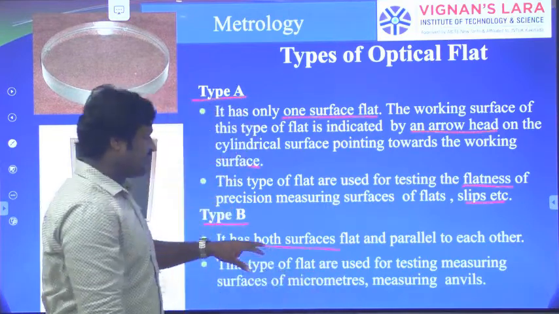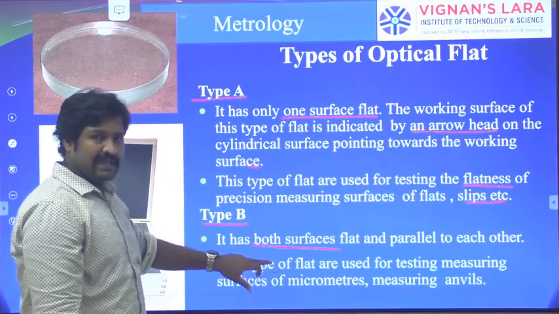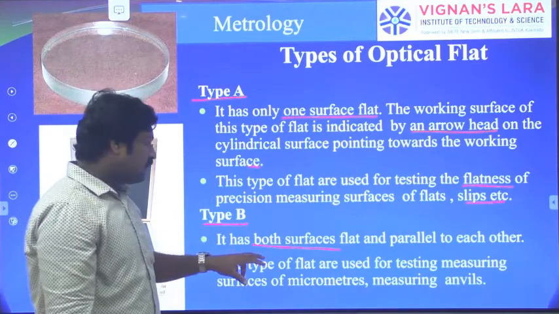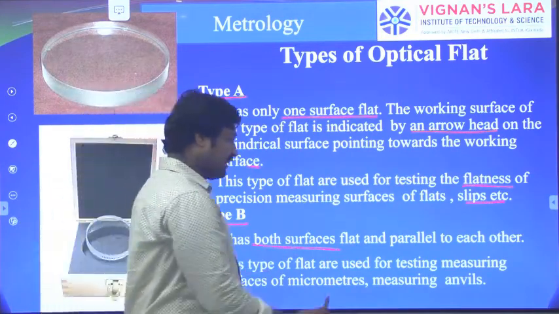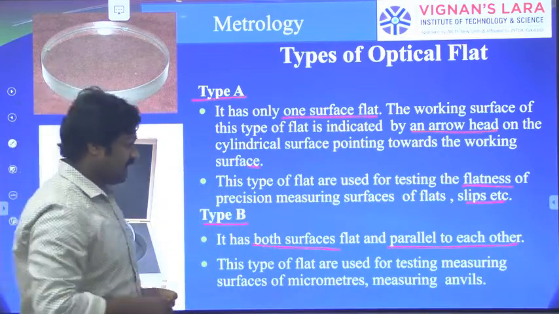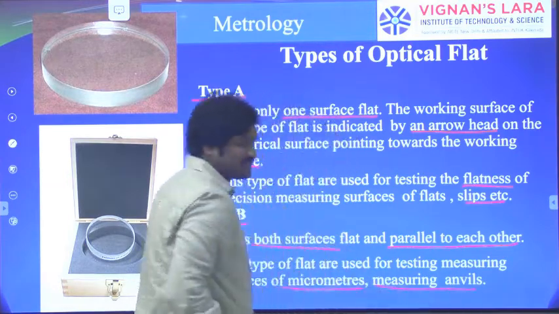Coming to type B, it has both surfaces flat, whereas in type A only one surface is flat. In type B, both the top and bottom surfaces should be flat and parallel to each other. This type of flat is used for testing measuring surfaces of micrometers, measuring anvils, etc.